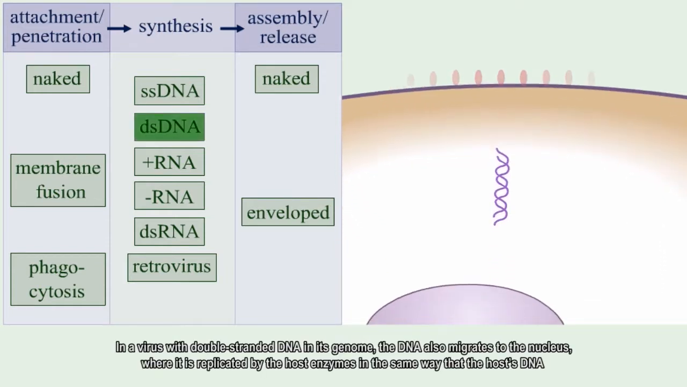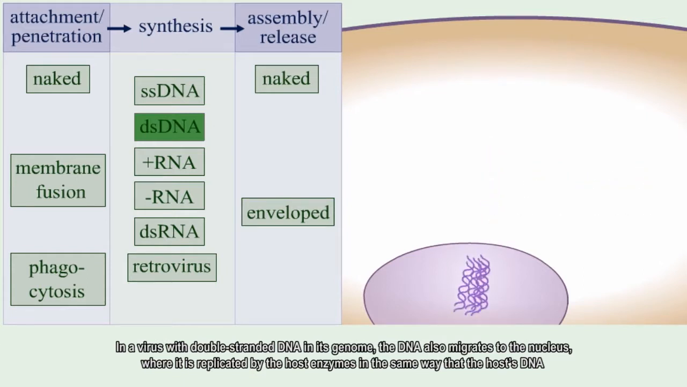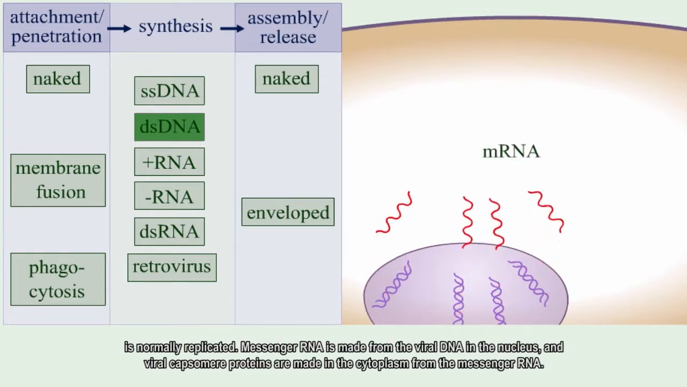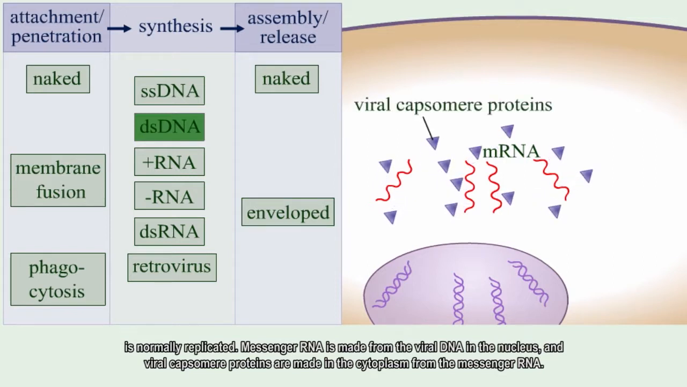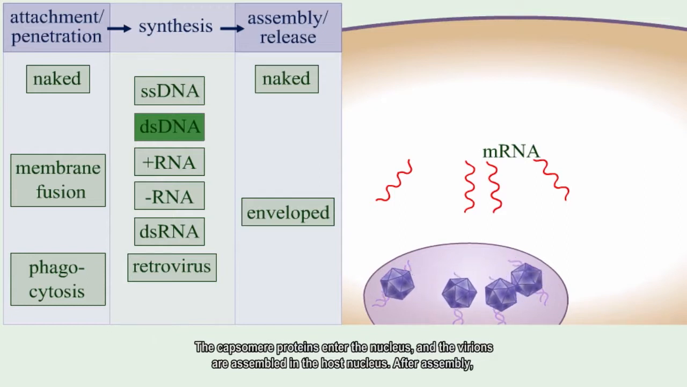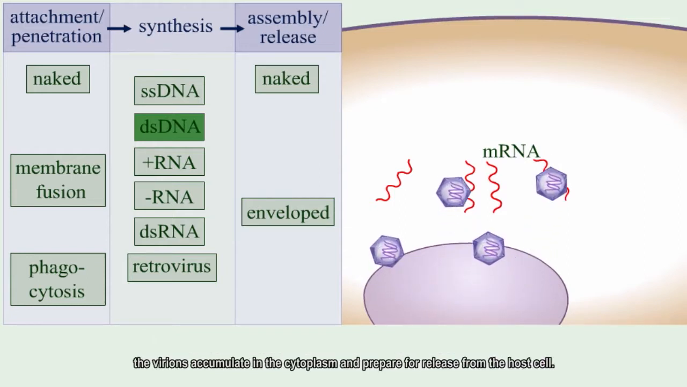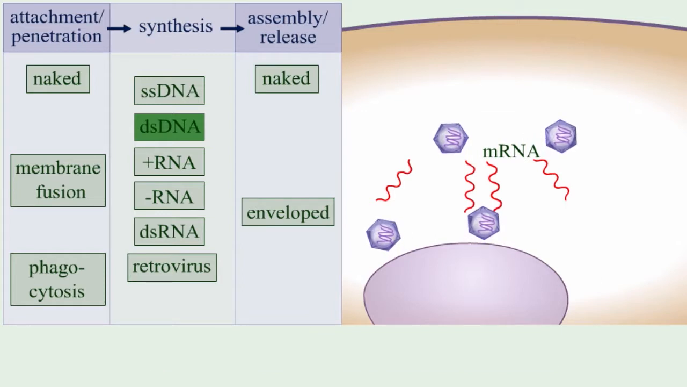In a virus with double-stranded DNA in its genome, the DNA also migrates to the nucleus, where it's replicated by the host enzymes in the same way that the host's DNA is normally replicated. Messenger RNA is made from the viral DNA in the nucleus, and viral capsomere proteins are made in the cytoplasm from the messenger RNA. The capsomere proteins enter the nucleus, and the virions are assembled in the host nucleus. After assembly, the virions accumulate in the cytoplasm and prepare for release from the host cell.